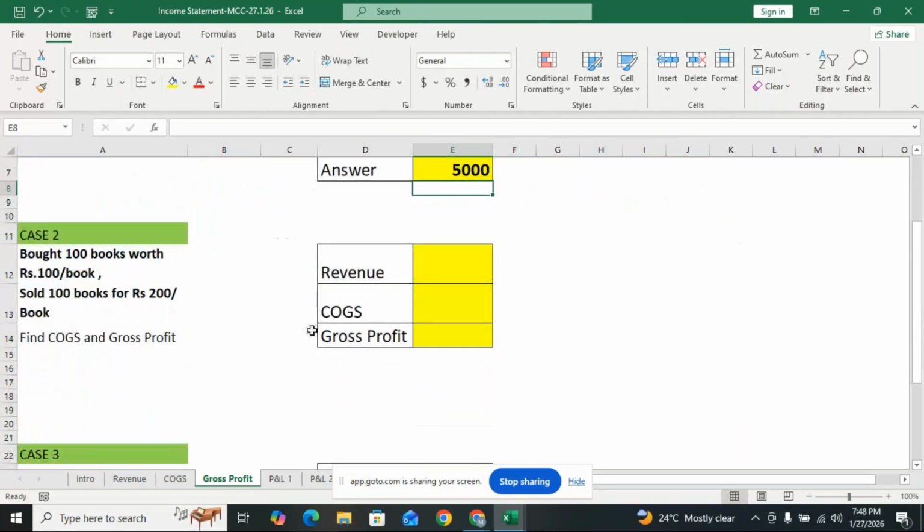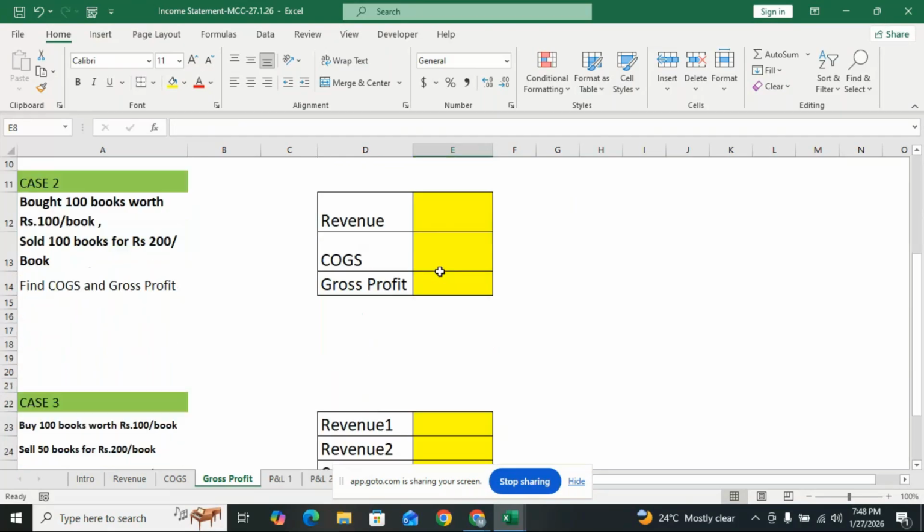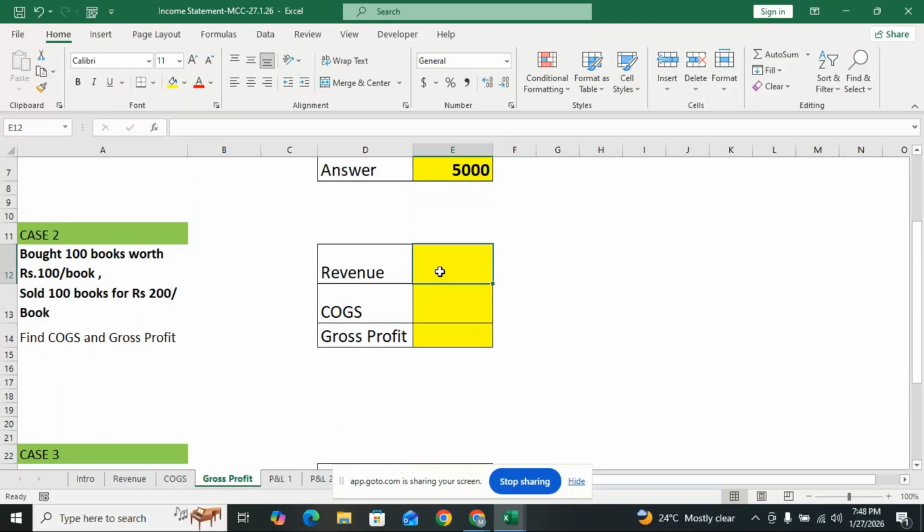Can you just try to solve case 2? Bought 100 books worth 100 rupees per book. Out of 100 books bought, sold how many? 100 books all were sold for rupees 200 per book. Find the COGS and the gross profit. So why don't you do the case 2 and give me the answer? Gross profit is 10,000.